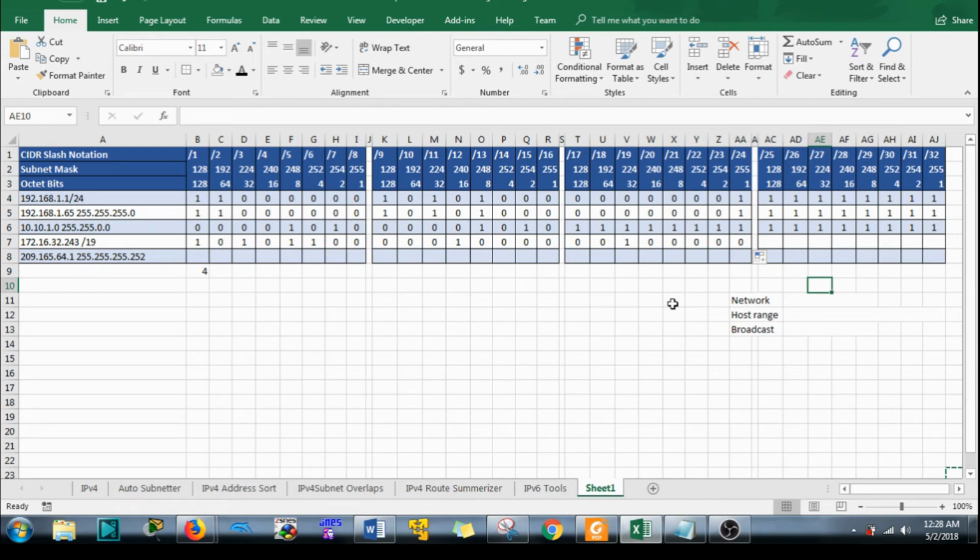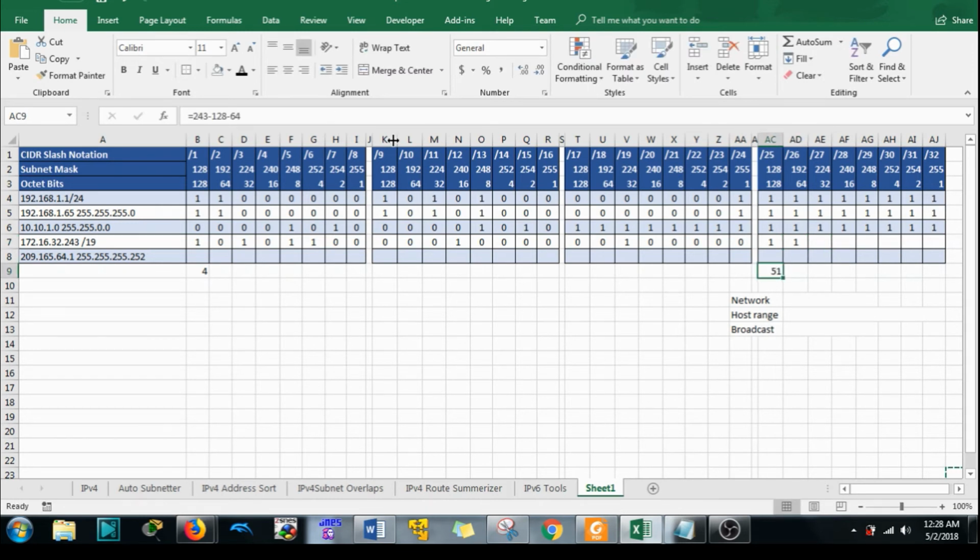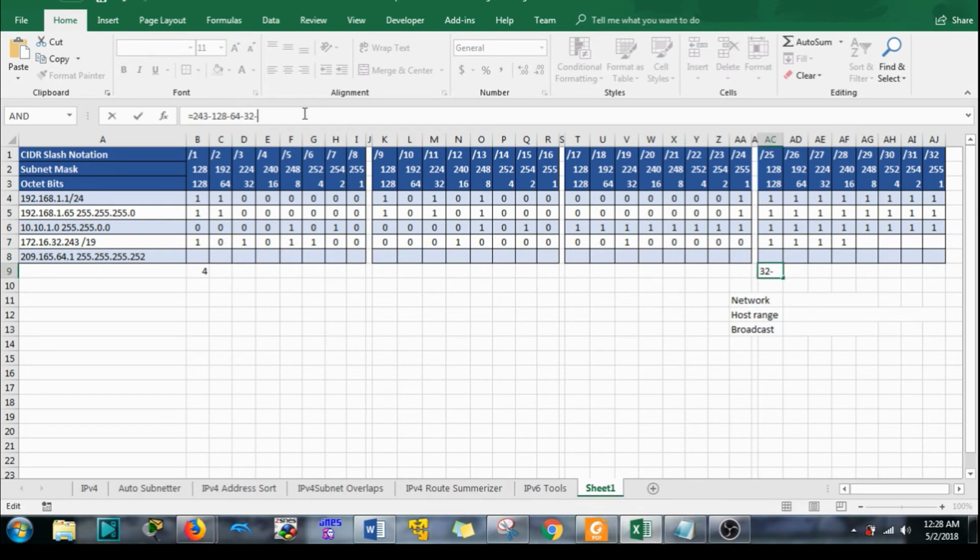243. Ooh, 243. All right, so how many 128s can go into 243? 243 minus 128. So that means we can put at least 1. How many 64s can go inside it? Oh, 1, of course, because we can't put 2. So we'll put 1 there. Looks like we can fit a 32 inside of 51, the remainder. Okay, let's put 1 of those. Looks like a 16 can work too, so we'll put 1 of those. We can't do any 8s, we can't do any 4s, but we can do a 2 and a 1 because that equals 3, which is our remainder.